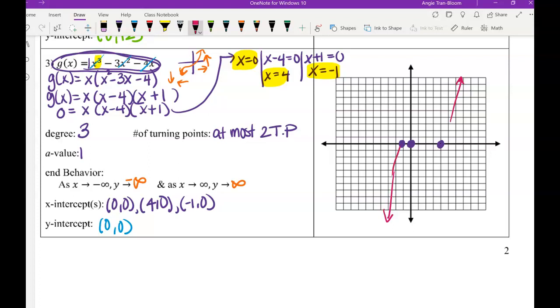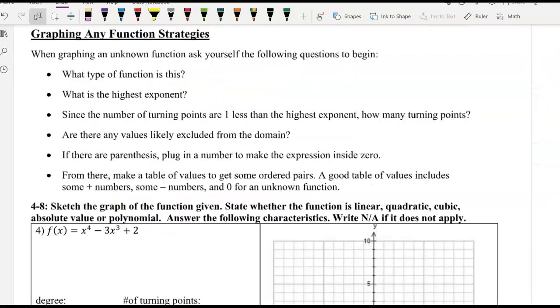Now each x-intercept did not repeat. What that means, students, is that it's going to be an odd multiplicity. With an odd multiplicity, as you can see, we're going to go through all of these zeros and make a nice continuous graph.